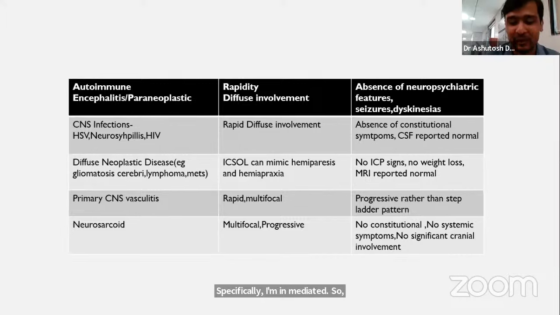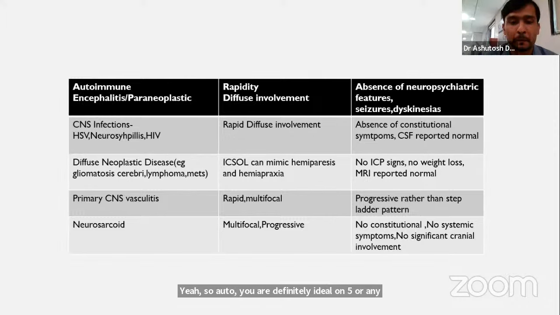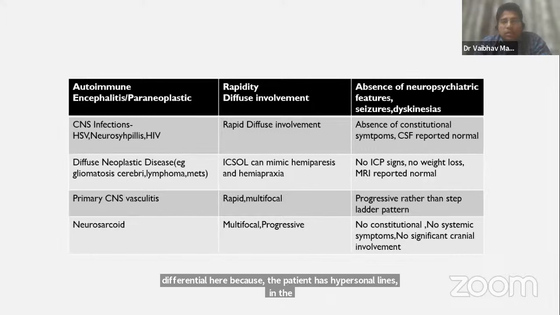So autoimmune, definitely. IGLON-5, NMDA, and VGKC can present like this. Very rightly pointed out, IGLON-5 is a good differential here, because the patient has hypersomnolence in the background, and it is an extrapyramidal predominant disorder with 1.5 to 2 months of history. So yes, IGLON-5 is a good differential, which we obviously tested.